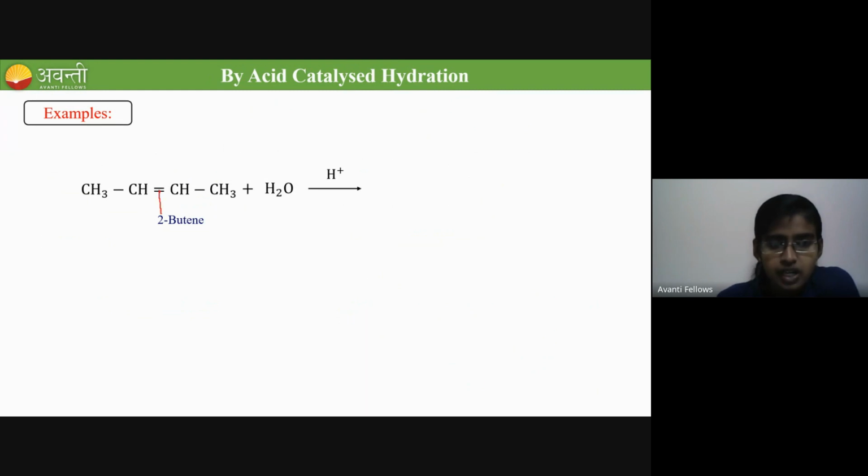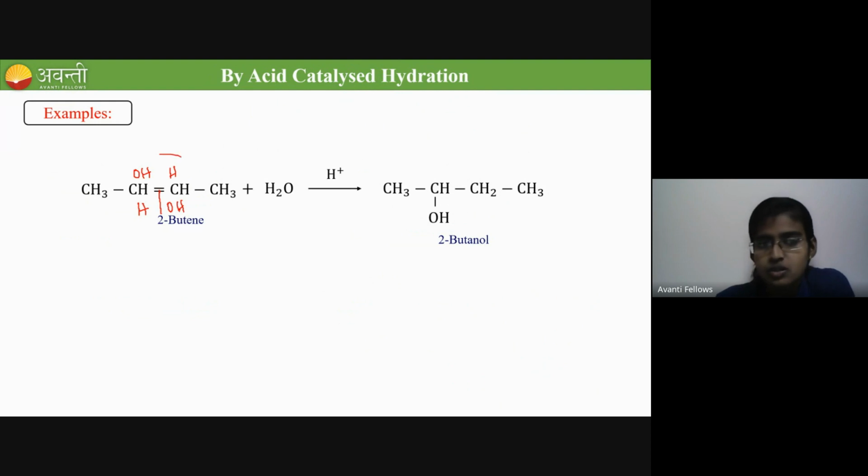So you can break the bond and add the hydrogen in any of the ways like this. You will end up with 2-butanol. You can add OH also like this to this first carbon and H like this. So this combination is also leading to 2-butanol.